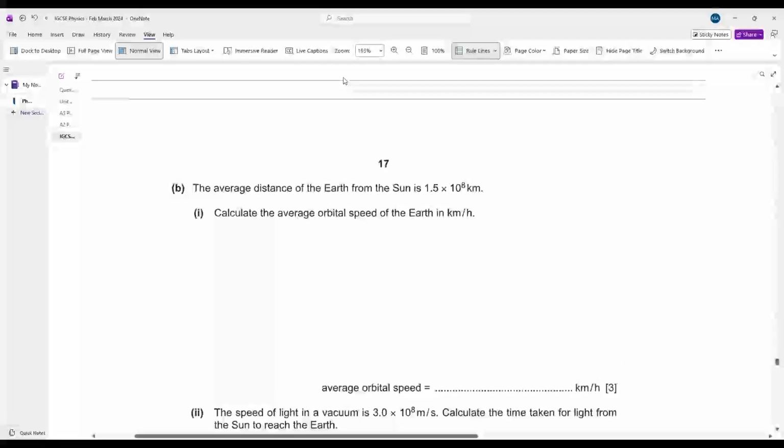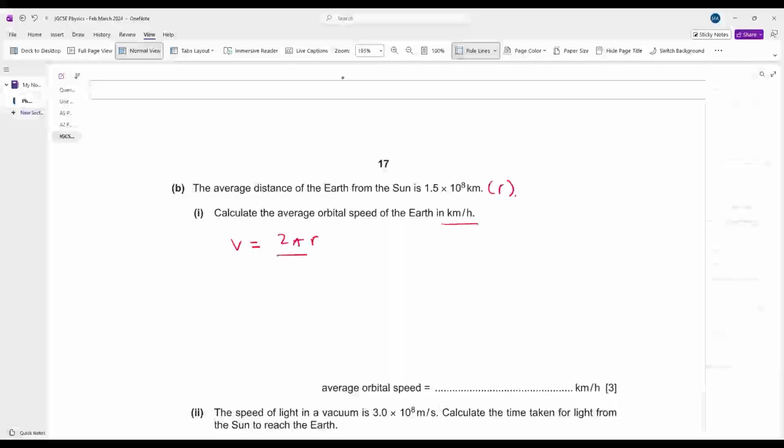Perfect. The average distance of the earth from the sun is this. This is your r. You have to calculate the orbital speed in kilometer per hour. How will you do that? Orbital speed is equal to 2 pi r divided by t. बेटा r आपको पता है? Yes, that is 1.5 × 10^8 किलोमीटर. We will keep it in kilometer because हमने आंसर किलोमीटर में देना है.